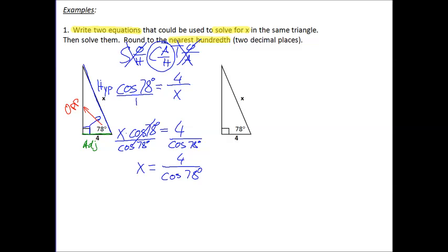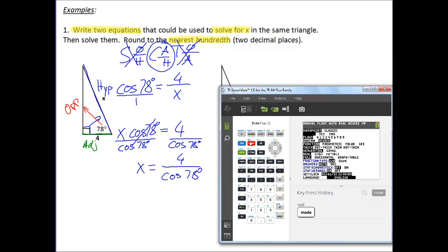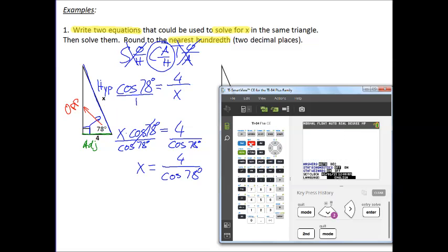Now it's time to use our calculator. And before we start doing our calculation, again, we have to make sure that our calculator is in degree mode. So, mode, go down 4, go to the right for degree. It was there already, but it doesn't matter, just for the sake of practicing it. Press enter. Now our calculator is in degree mode, and we can go back to do our work.